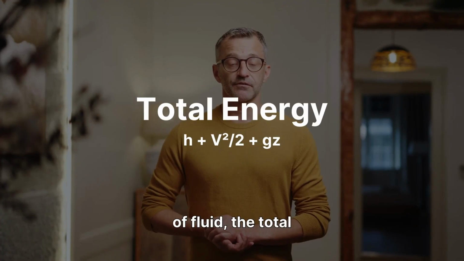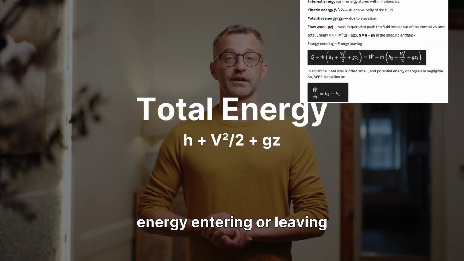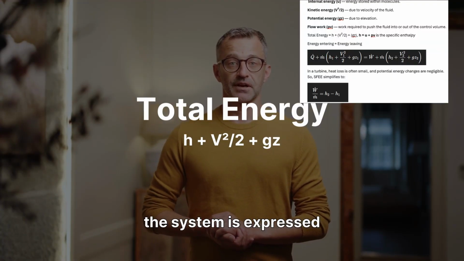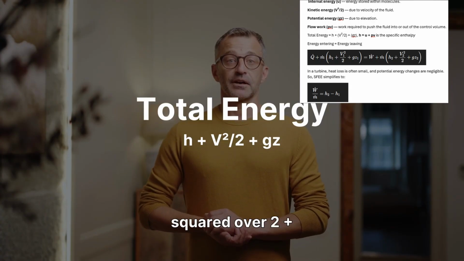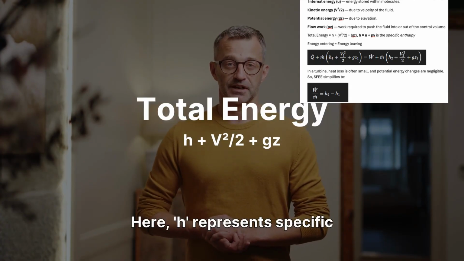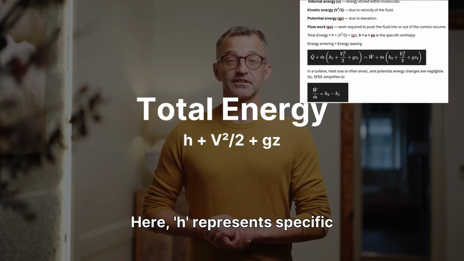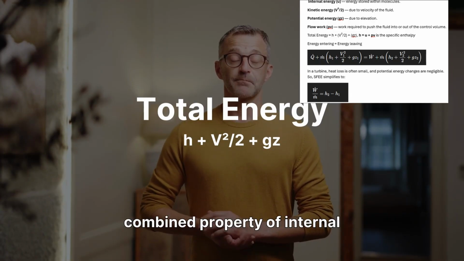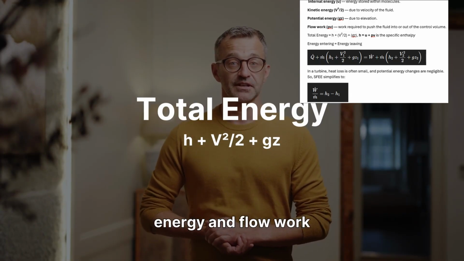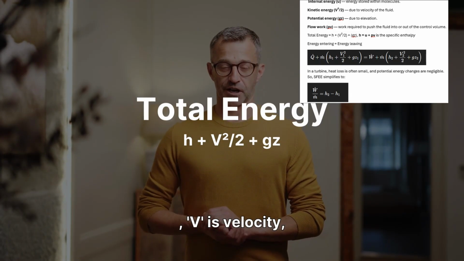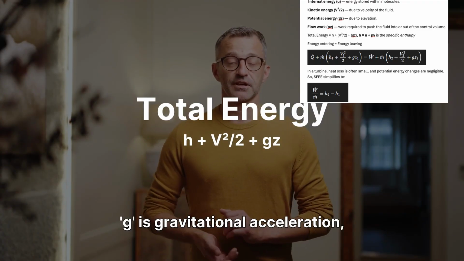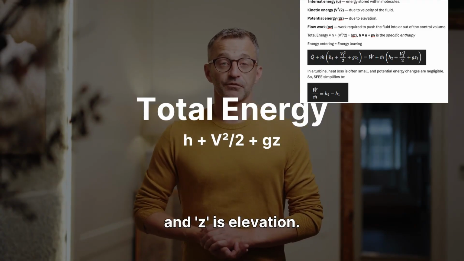For a unit mass of fluid, the total energy entering or leaving the system is expressed as h plus V squared over 2 plus gz. Here, h represents specific enthalpy, which is a combined property of internal energy and flow work. V is velocity, g is gravitational acceleration, and z is elevation.